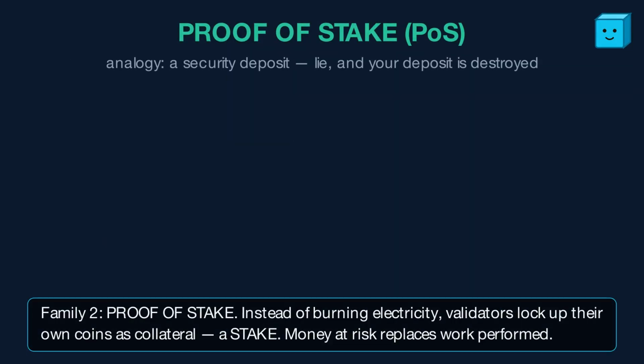Family 2. Proof of stake. Instead of burning electricity, validators lock up their own coins as collateral. A stake. Money at risk replaces work performed.